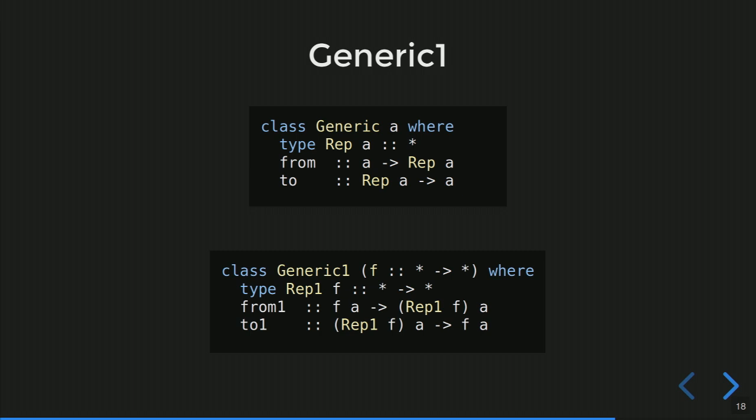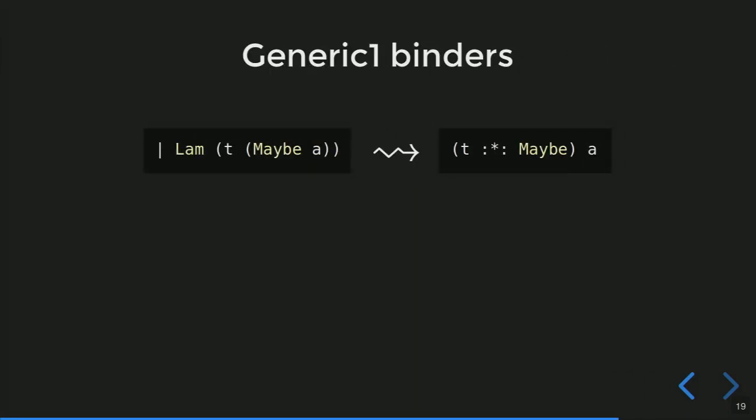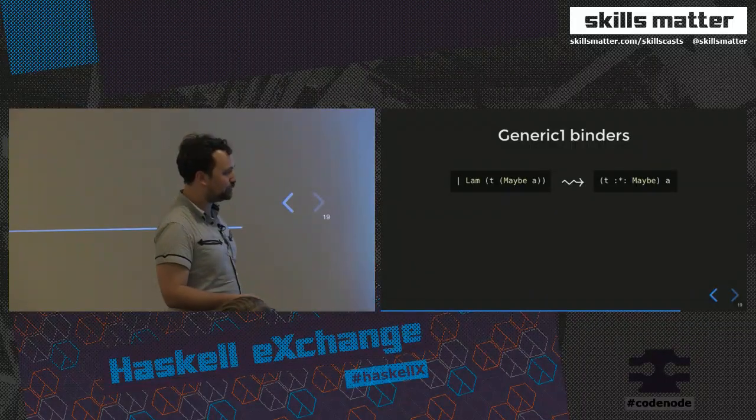So sums, products, and composition. Because we can compose two functors. So if we have two things of kind star to star, we can compose them. And so if we see something like Lam of t of Maybe, we get, oh, that's a pity. That's not the right symbol. It should be a dot. So that would be t composed with Maybe, all applied to A.